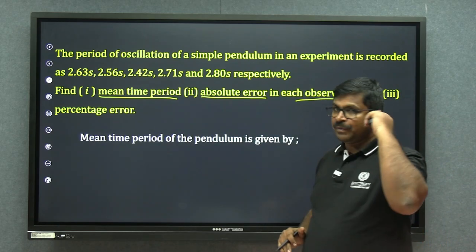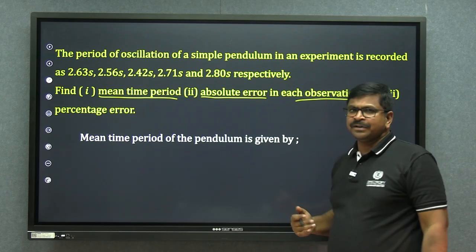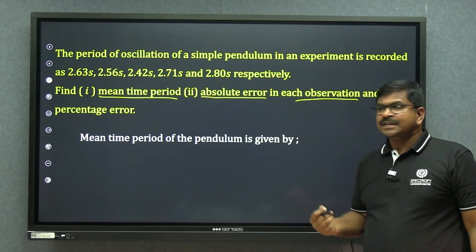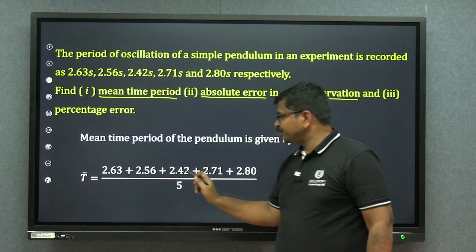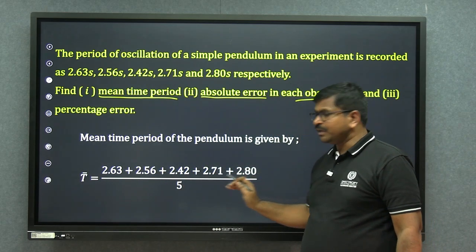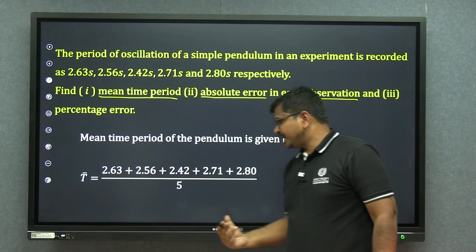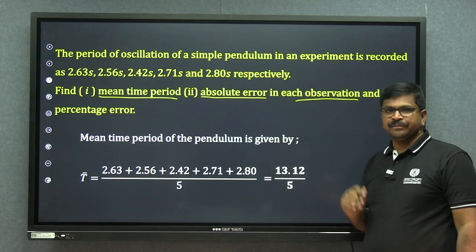Now, let us go one by one. Mean time period. Mean time period means what? Average. Average means what? Sum of the quantities by number of the quantities. So, 2.63 plus 2.56 plus 2.42 plus 2.71 plus 2.80 divided by 5. I will get here 13.12 by 5.